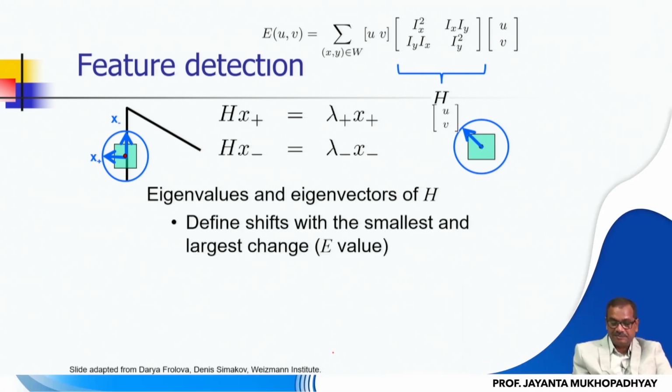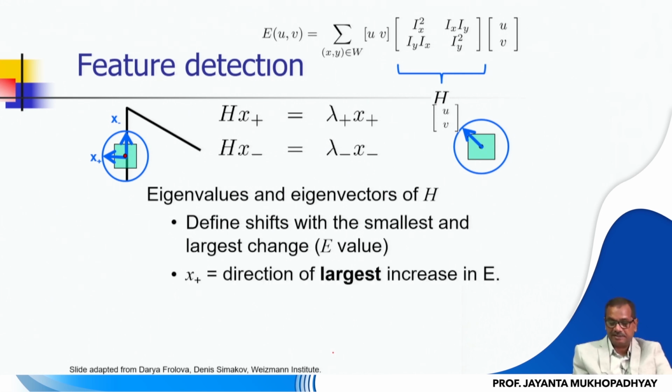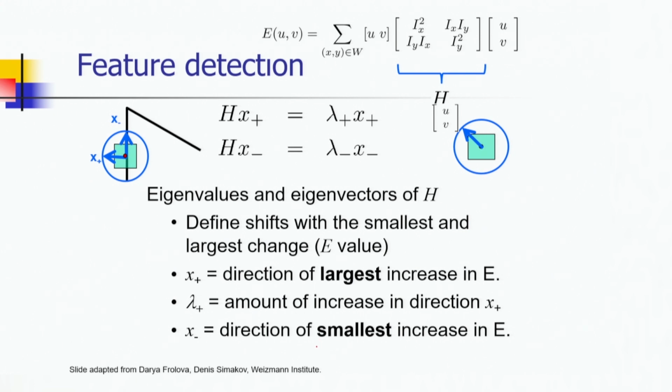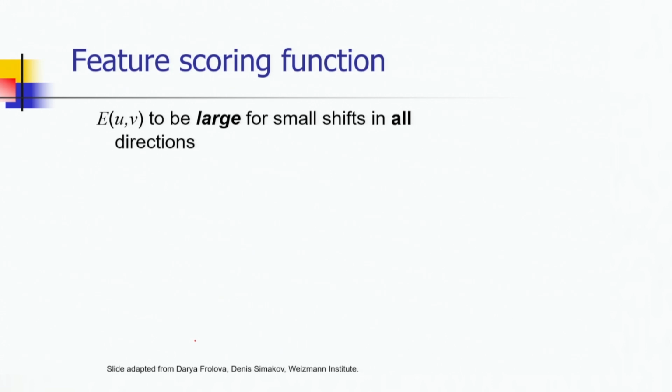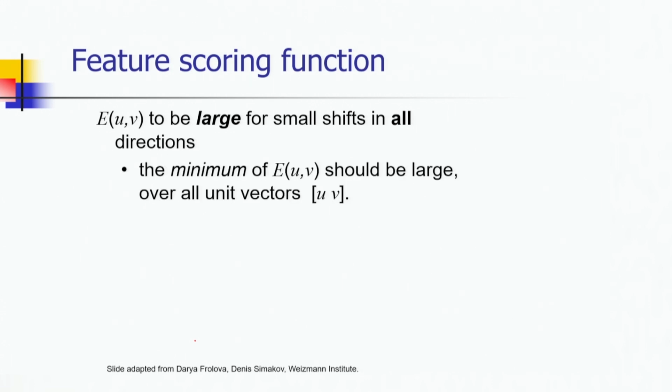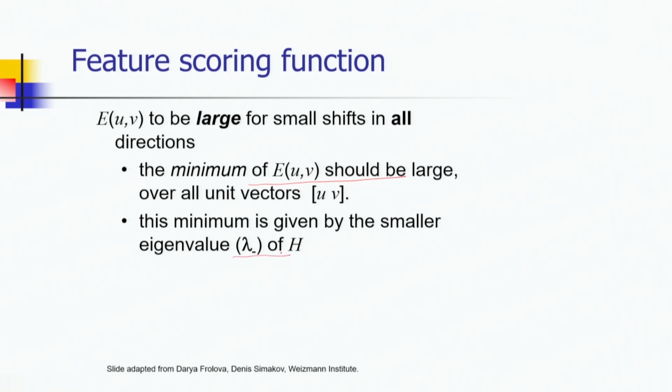So, this is a summary that defines shifts with the smallest and largest changes of this: the direction of largest increase in E and amount of increase in direction x plus, the direction of smallest increase in E and amount of increase in direction x minus. But finally, our objective is to find out the smallest change, because that smallest change should be sufficiently high. So, that is what we will search for small shifts in all directions. So, the minimum of E(u,v) should be large. I mentioned these things earlier also, and that is given by the minimum eigenvalue of this matrix H.